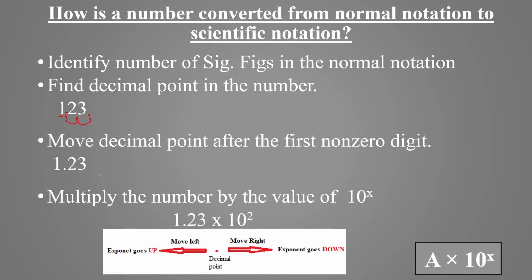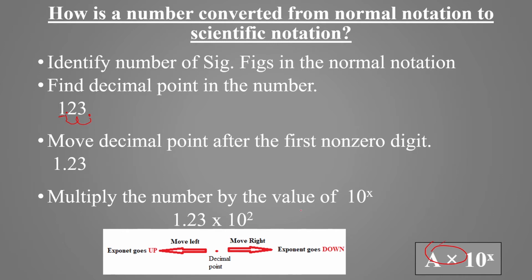Next, you have to multiply this number. The number that you have, 1.23, is your A. So you are done with your A, and the next step is to multiply it by 10 to the x. This x will be the number of places that you moved the decimal point. Here we moved the decimal point 2 places to the left, so x is 2. Converting 123 to scientific notation, your answer will be 1.23 times 10 to the power 2.